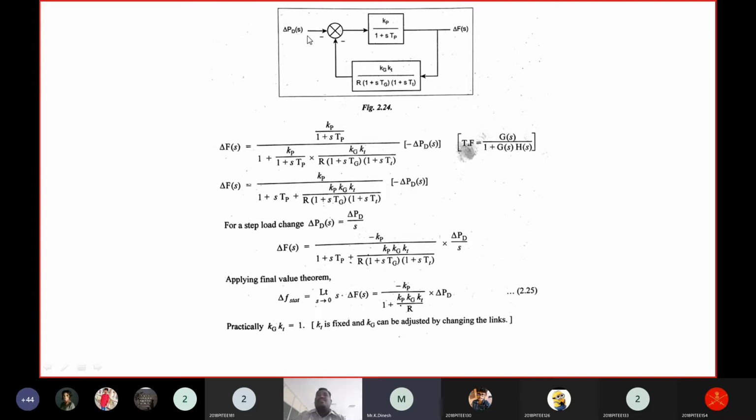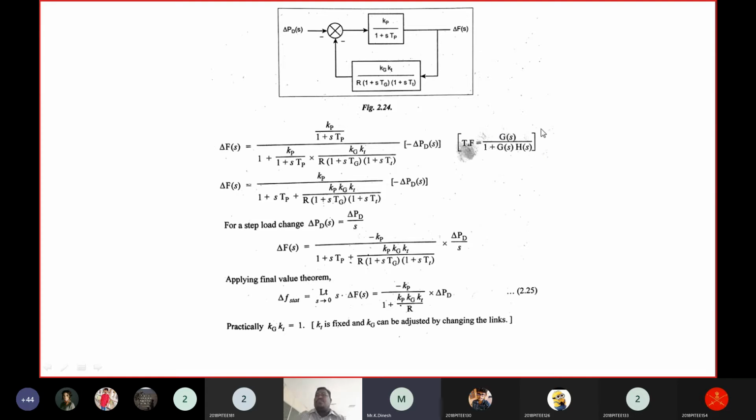Yeah, it is a negative feedback system. So del PD of S is now my input, and my response will be del F of S as output. I am going to get my transfer function. What is the formula we have for the negative feedback system? G of S divided by 1 plus G of S H of S.